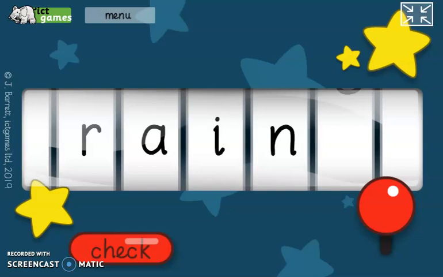Okay, I think we're getting the hang of this. So, how many letters are in this word? You count on your own. There are 4 letters in this word. And how many sounds are in this word? There are 3, aren't there? Because we know that the two letters in the middle come together to make what sound? That's right, A. So let's sound out this word. R, A, N, rain.